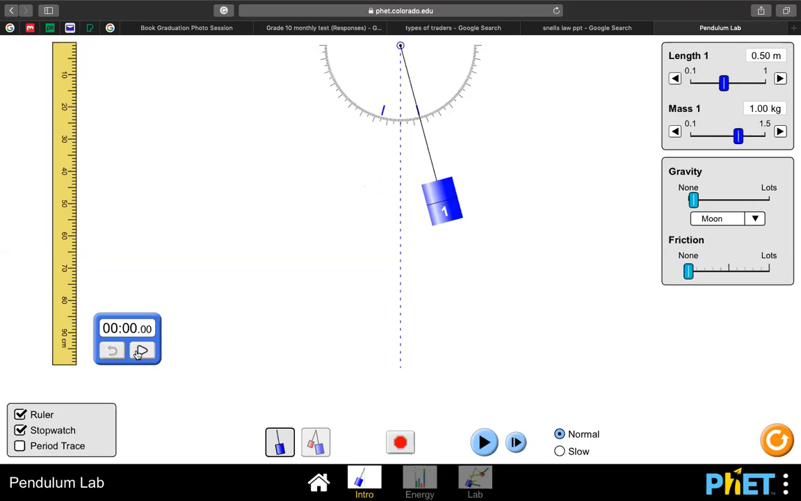So the moon is much smaller. Therefore, the moon will have a smaller gravitational force. So we'll see what happens if it has a smaller gravitational force. Because the moon is much smaller, that's why when people are on the moon, they jump up and down. There's little gravity. All right, so let's try. Let's see what happens.